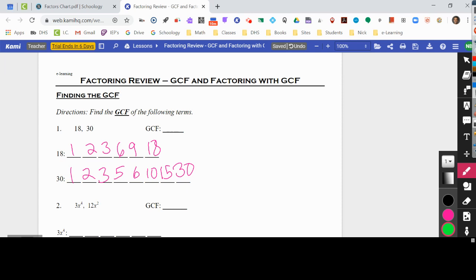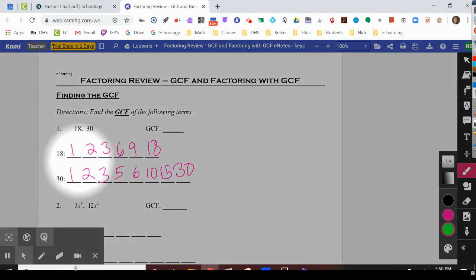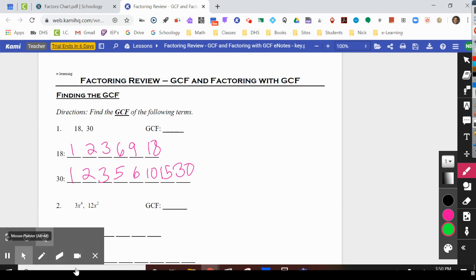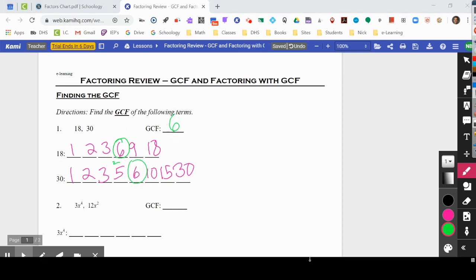A hint, a reminder, is to circle that greatest common factor so you can see it. That's going to be important when we actually factor using that GCF later on in this review, okay? So we're scanning here. I see some 1s in common, some 2s in common, some 3s in common. I see that 6 in common, and it looks like that 6 is my greatest number in common. So I will circle that for my GCF. There's the number 6, so that means my GCF is 6.